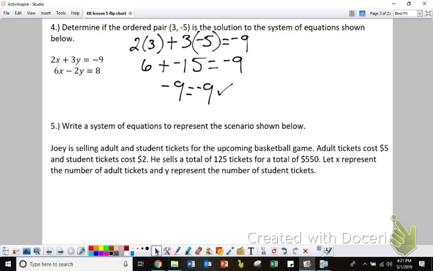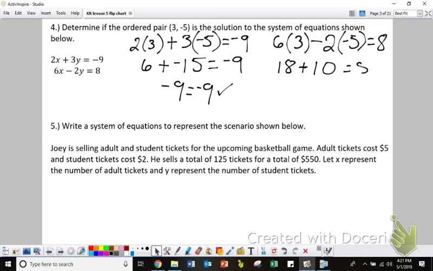So then the other equation, I have 6, and instead of x, I'm plugging in 3 again, minus 2, and instead of y, I'm plugging in negative 5, and it should equal 8. 6 times 3 is 18, minus 2 times negative 5 would give me negative 10, so minus and negative actually turns into a plus 10, and equal to 8. 18 plus 10 is 28. Is that equal to 8? You should definitely be saying no. So that means that this is not a solution.